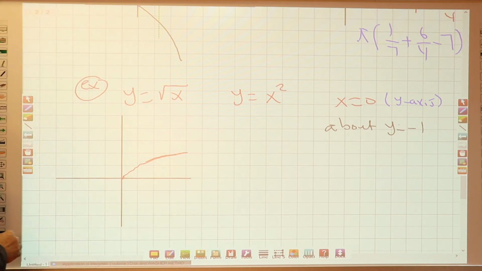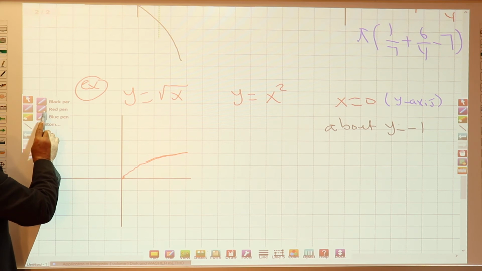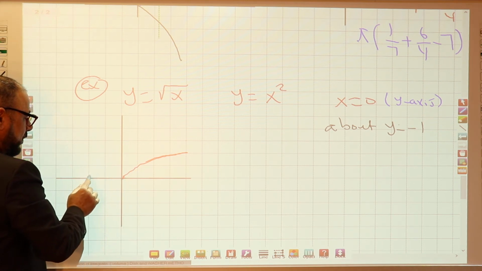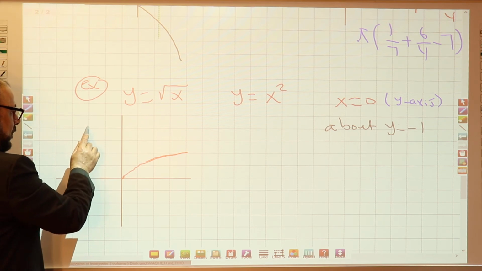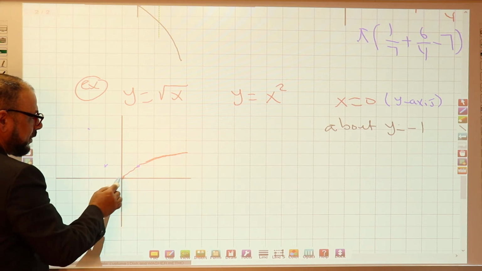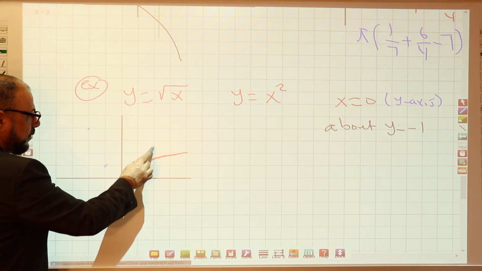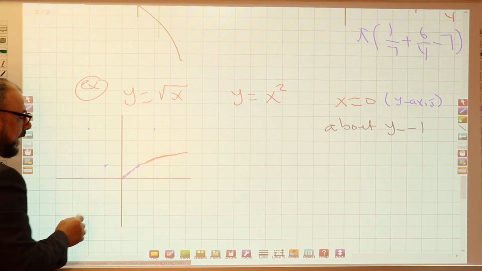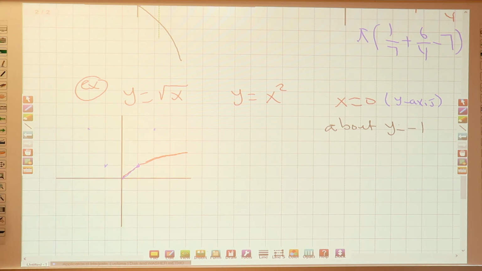Now y equals x squared. Everyone knows x squared: 0 gives 0, 1 gives 1, negative 1 gives 1, 2 gives 4. You see that. I need to make it bigger, to enlarge it. I'm going to count by 2s, which is better. I'm going to enlarge my graph.